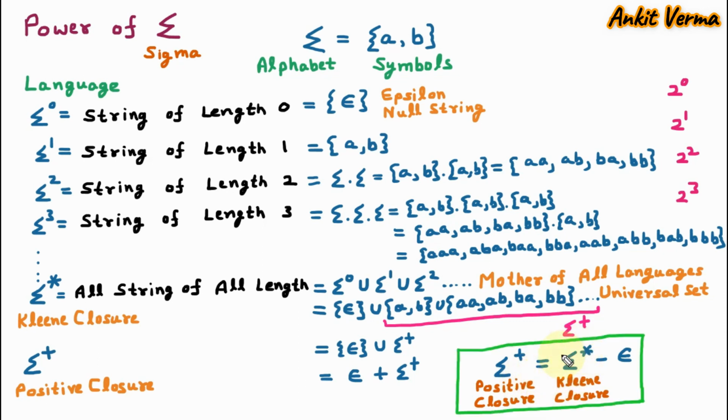So sigma star is the Kleene closure, which is the mother of all languages or the universal set. And from the universal set, if we remove epsilon, which is the null string, that will become the positive closure. So that is the power of sigma.